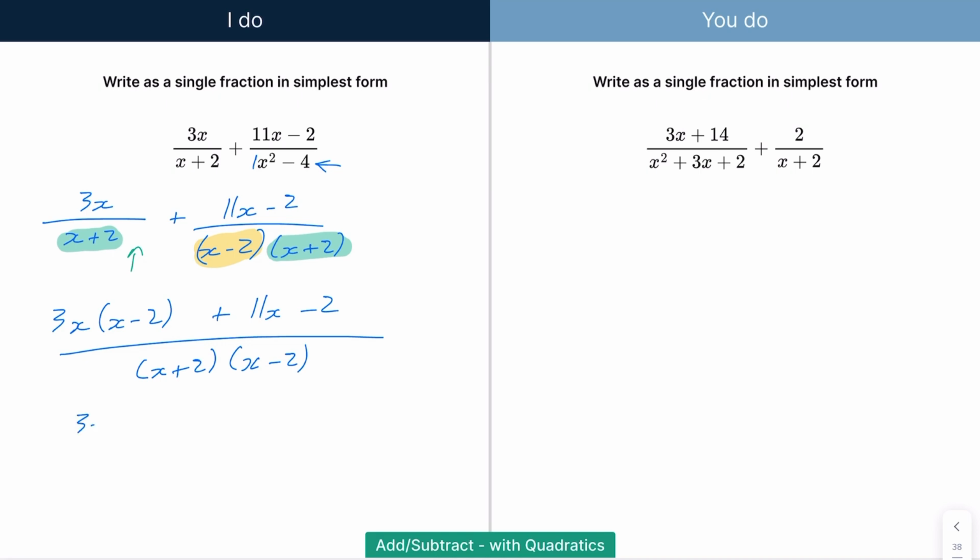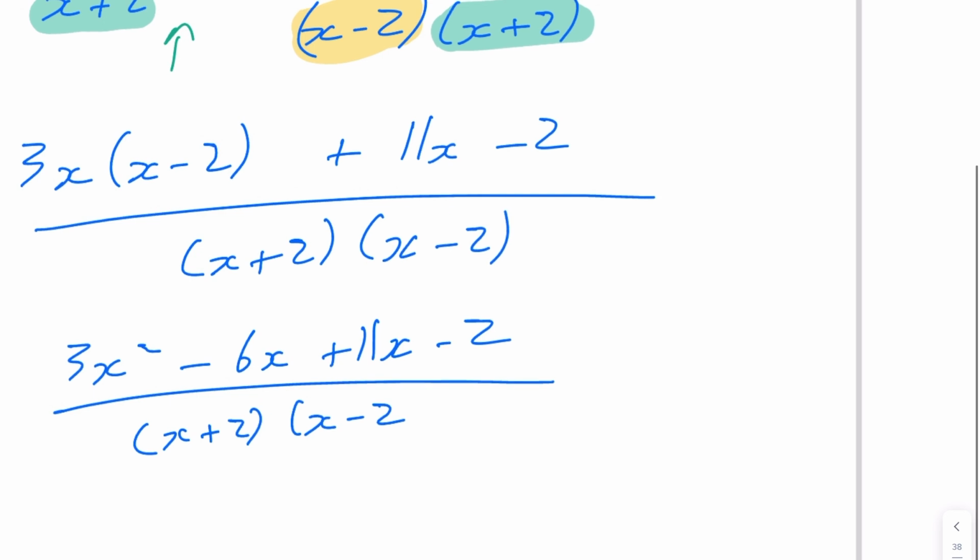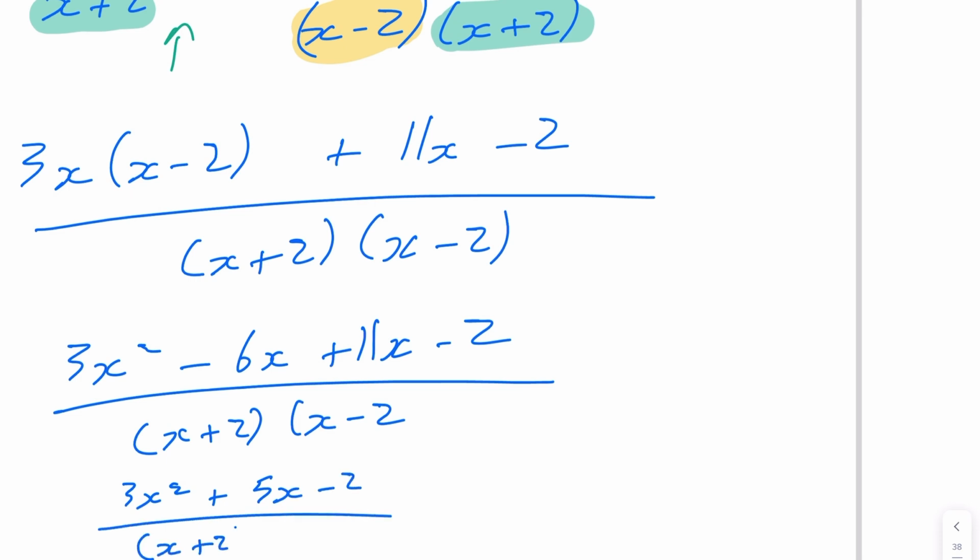So that then gives us 3x squared minus 6x plus 11x minus 2 all over x plus 2, x minus 2. I'm going to have to zoom in here because I'll need the space. So that then, we can tidy that up. So that's minus 6 plus 11, which gives us 5x. So that's 3x squared plus 5x minus 2 all over x plus 2, x minus 2.